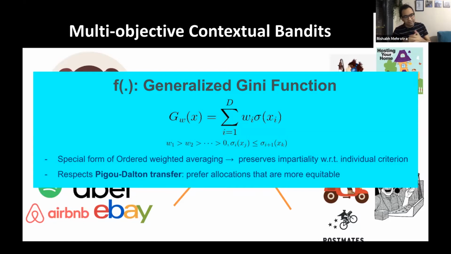Then we borrowed some ideas from there and said that we want to be able to do this in a contextual bandit setting. Remember, the model which I talked about 10 minutes ago was a contextual bandit because we heavily rely on context. So can we make our contextual bandit models multi-objective? What we did is we looked at this generalized Gini function, which is a special form of OWA, ordered weighted averaging. It preserves impartiality with respect to the individual criteria. If you optimize this function, where each of your constituents is one of the different objectives you care about, then it prefers allocations which are a bit more equitable across your different objectives.